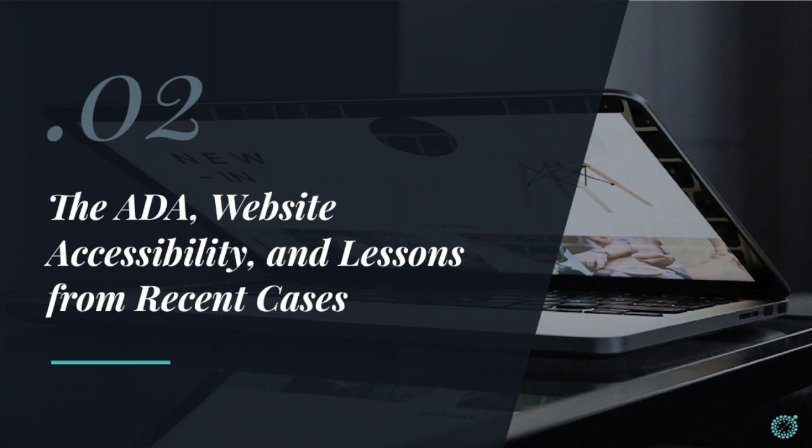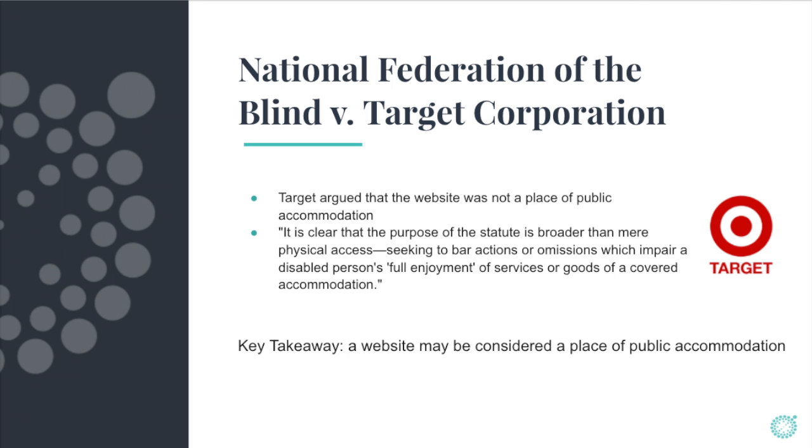Now, we're not going to dive too deep into the specifics of each of these cases. We've chosen just a few that might give some insight into what the Department of Justice 2018 guidance will be. The National Federation of the Blind versus Target Corporation. Target argued that the website was not a place of public accommodation. However, the court found it is clear that the purpose of the statute is broader than mere physical access, seeking to bar actions or omissions which impair a disabled person's full enjoyment of services or goods of a covered accommodation. Paul, the key takeaway here, a website may be considered a place of public accommodation.